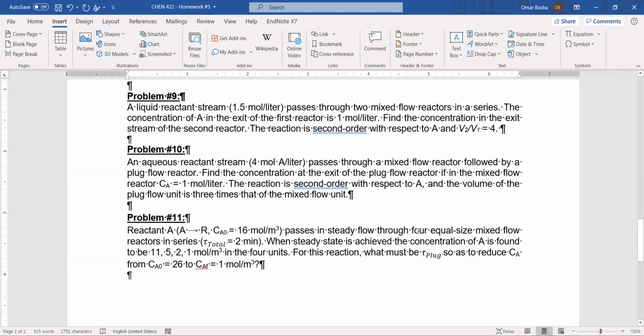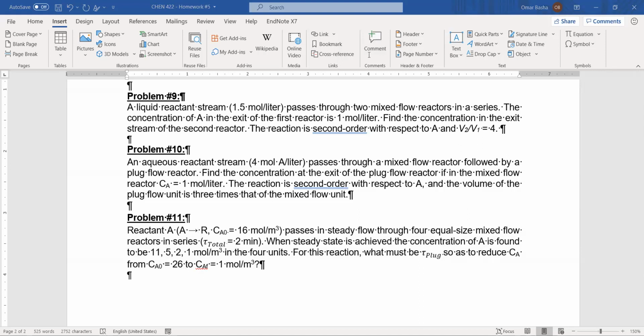It passes in steady flow through 4 equal-sized mixed flow reactors in series. Tau total equals 2 minutes. When steady state is achieved, the concentration of A is found to be 11.5 in the intermediate reactors. For this reaction, what must be the tau plug so as to reduce CA from CA naught of 16 to CAF equals 1 mole per meter cubed? Okay, so you need to find the space-time in a plug flow reactor to achieve the same conversion as in the CSTRs.